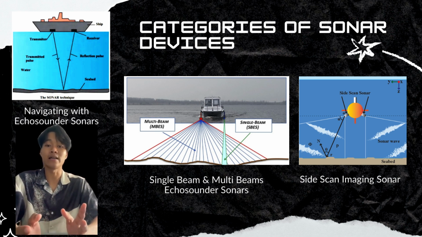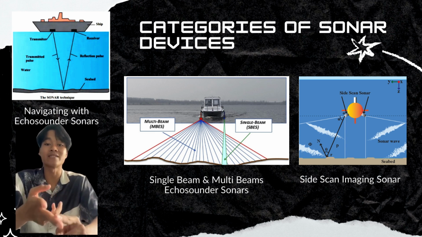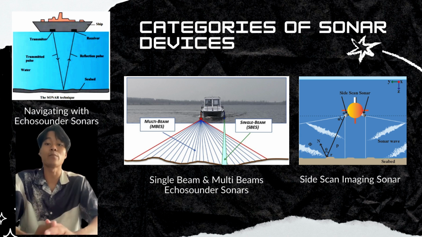Echo sounder sonar are instrumental in conducting bathymetric studies. They are widely used in various maritime applications, including navigation for ships, charting for safe passage, underwater mapping for scientific research, and assessing potential hazards.